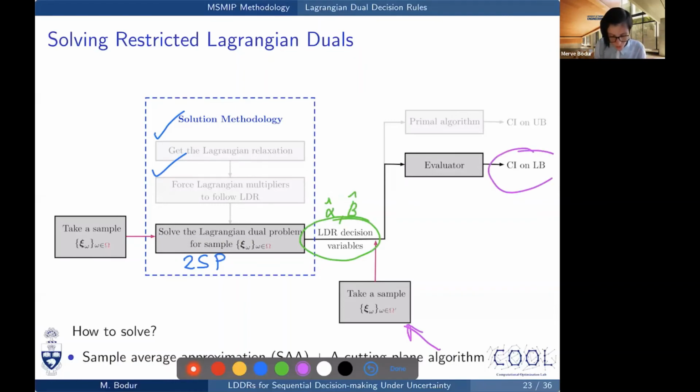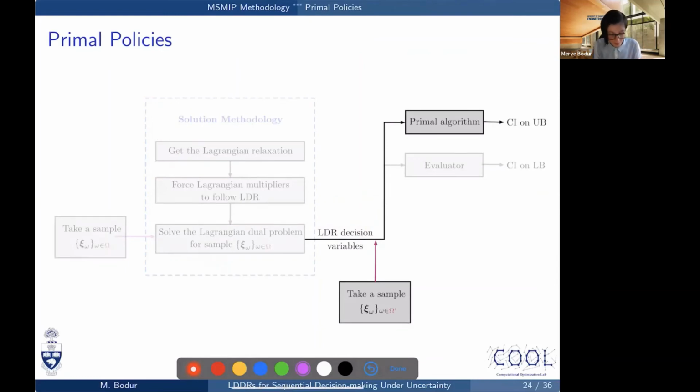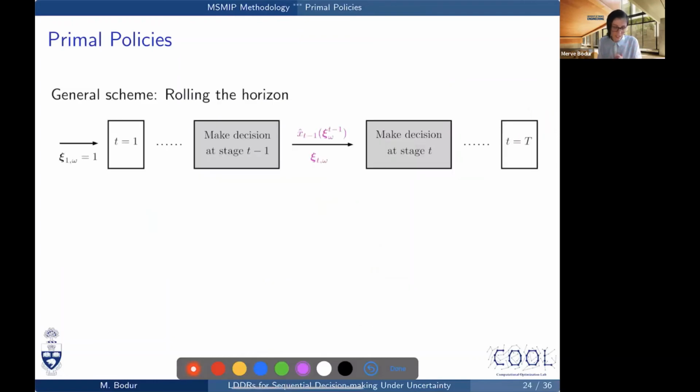But that's not the end of the story. We can do something even better than that. After getting these deterministic decision variables, either alpha or beta LDR decision variables, we could also use these LDR dual variables to guide some primal algorithms so that we get an actual implementable policy in practice, as well as, as a result, an upper bound on our true optimal objective value. So the general idea behind these primal policies in real life, in practice, is the following. You apply these policies in a rolling horizon or folding horizon fashion.